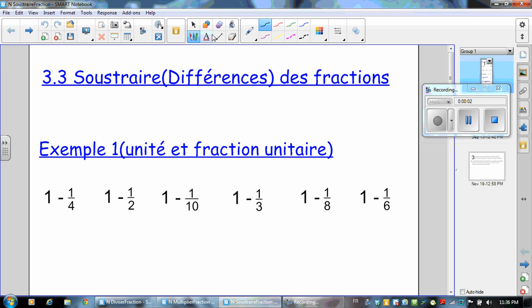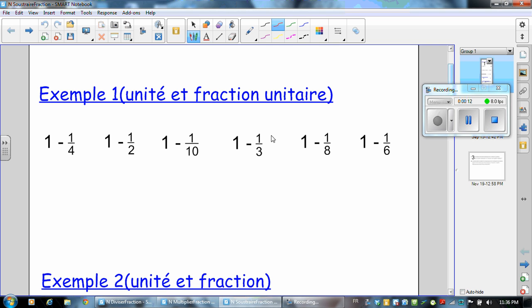Now we are going to look at subtraction of fractions, which we will refer to as differences. The first example that we are going to look at is the difference between 1 and a unit fraction. So we will do these 6 questions here mentally.